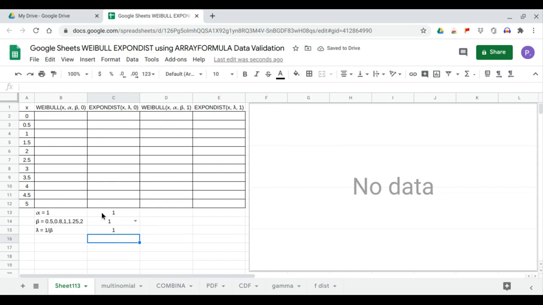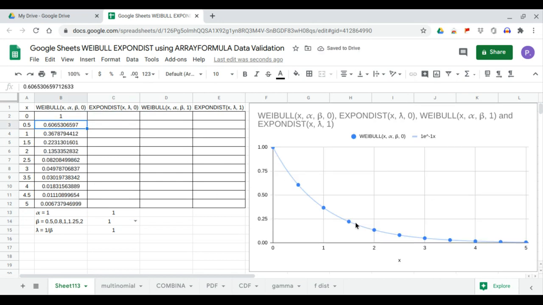Now we can use array formula to generate our dataset, starting with the probability density function of Weibull and EXPONDIST. Array formula: Weibull of the x values, the value of alpha, the value of beta, and because it's the probability density function, it's 0. And here's the trend line of the dataset of the Weibull in the probability density function.